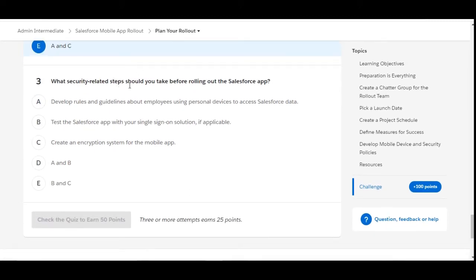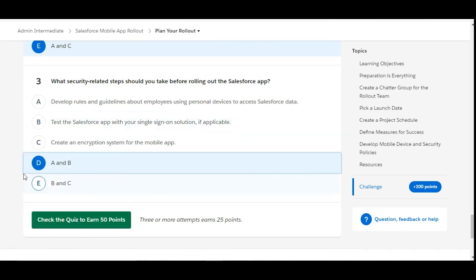What security related steps should you take before rolling out the Salesforce app? Develop rules and guidelines about employees using personal devices to access Salesforce data. This is true. Test the Salesforce app with your single sign-on solution if applicable. This is also true. Create an encryption system for the mobile app. This is false. So A and B are the right option. Therefore, D is the right answer for the third question. Let's check whether we have done it correct or not.